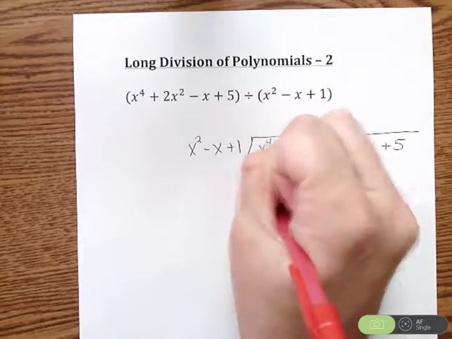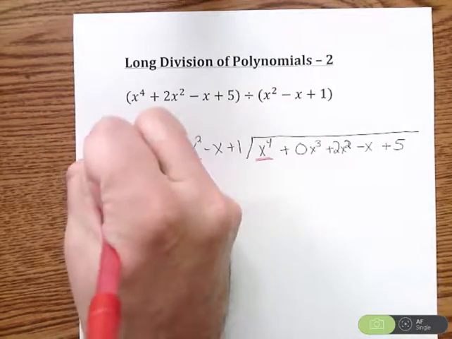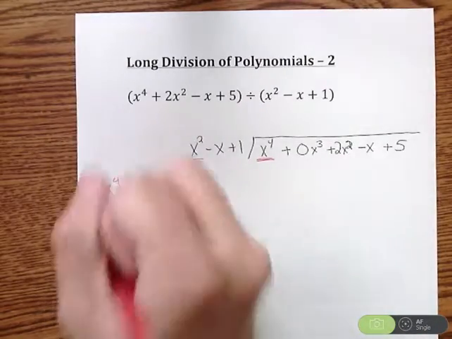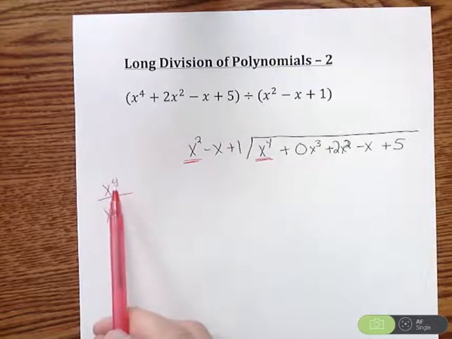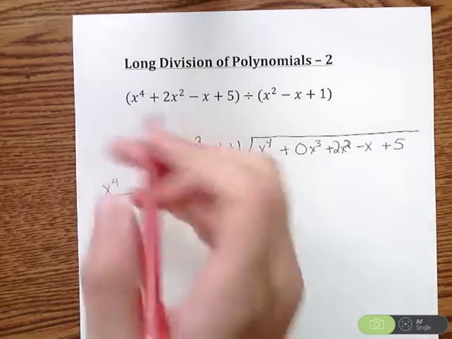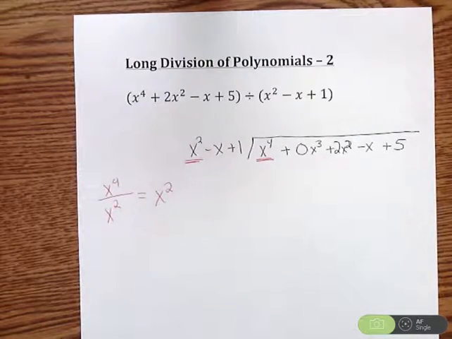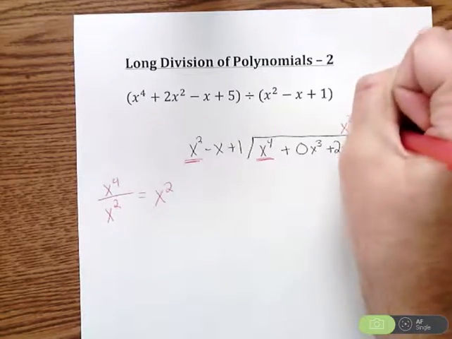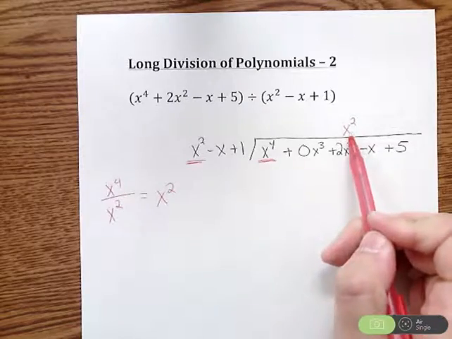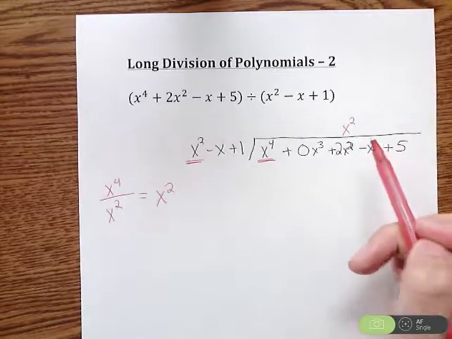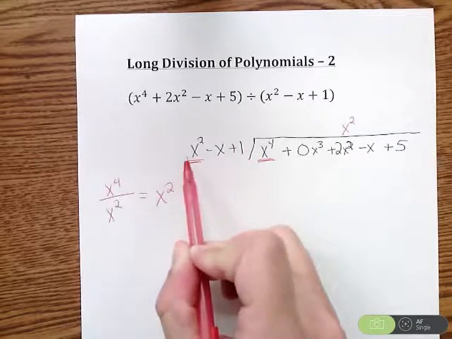So you take the first term on the inside, first term on the outside. So I'm going to have x to the fourth divided by x squared. I had 4 x's available, I took 2 away, that leaves me with x squared. So I'm going to write that, line it up top with my other x squared. After we do the division, you write it up top. We're going to take this x squared and multiply it through all of these terms, not just the first one, all of them.